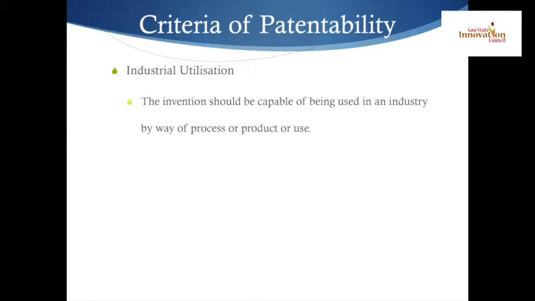Now the third criteria of patentability is industrial utilization. Every invention must be capable of being used in an industry by way of product or process. The word use here is written for Europe and US. In India, you do not get a patent on use. Okay, if you find a new use of an existing medicine or drug or a machine, like this machine was used for harvesting wheat, I modified it, now you can harvest rice, that doesn't work. And so use is not patentable in India. India will only allow patents on process or product.